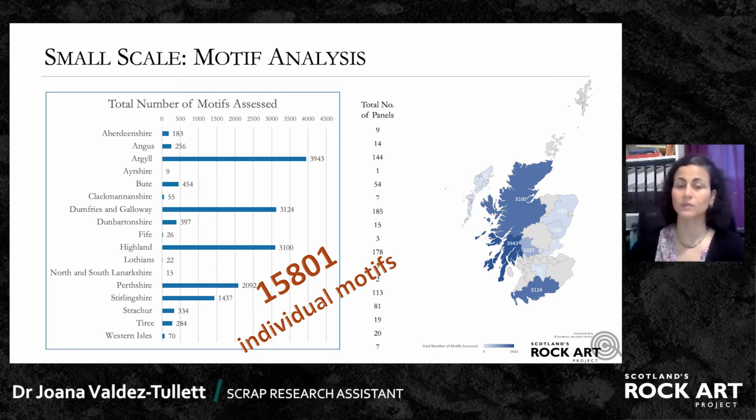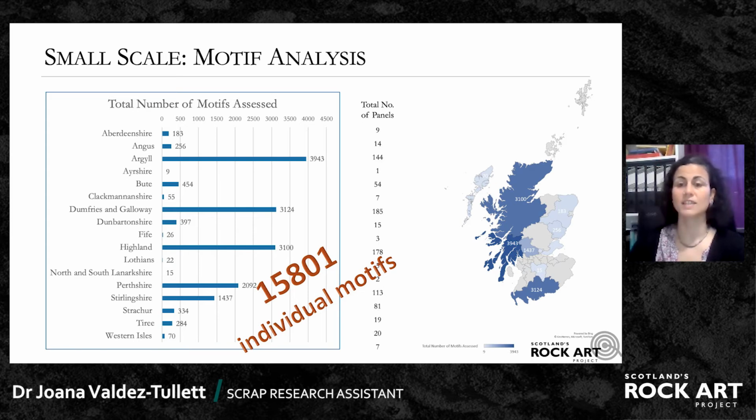It's interesting to note that the colors on this map shifted slightly in relation to the previous map that I showed with the panels. For example, although Dumfries and Galloway was showing a darker shade of blue in the other map, indicating a higher number of panels analyzed, here the blue is slightly lighter, whereas in Argyll, the situation is reversed, having a lighter blue in the previous map and a darker shade of blue here.